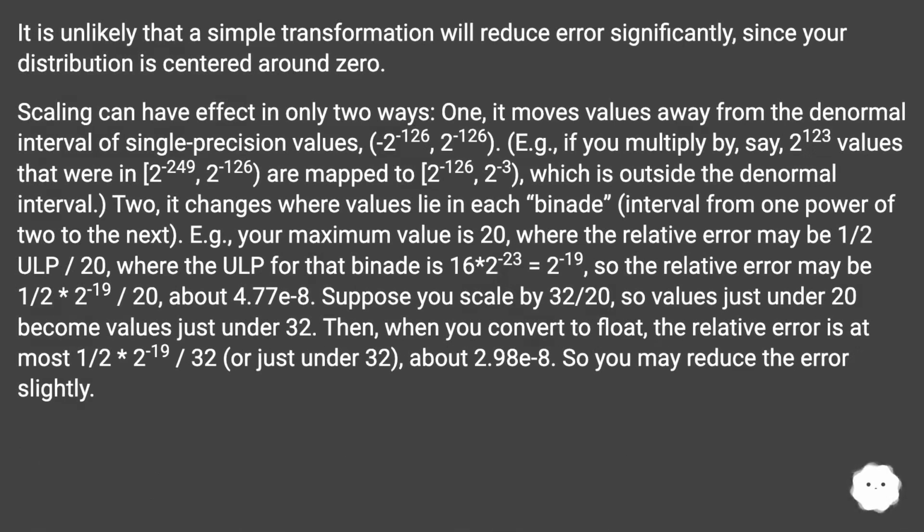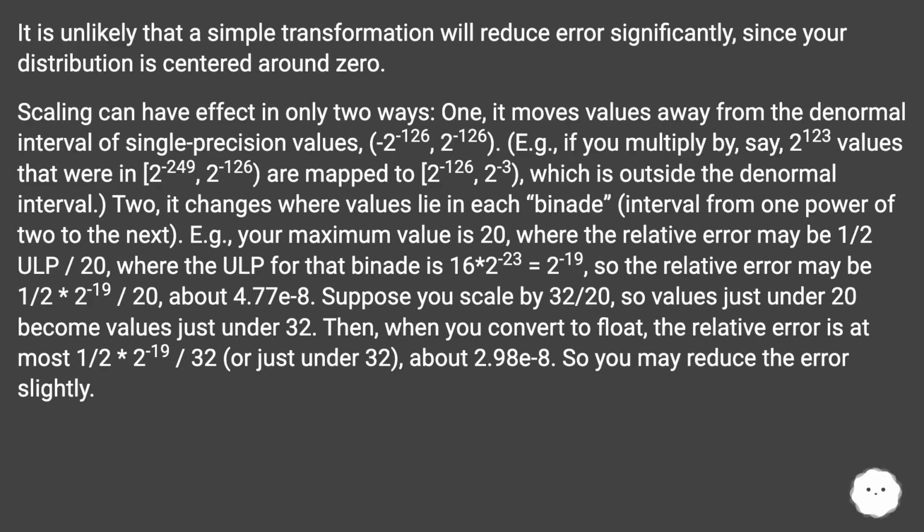It is unlikely that a simple transformation will reduce error significantly, since your distribution is centered around 0. Scaling can have effect in only two ways. 1. It moves values away from the denormal interval of single precision values, (-2^-126, 2^-126). E.g., if you multiply by, say, 2^123, values that were in [2^-149, 2^-126] are mapped to [2^-26, 2^-3], which is outside the denormal interval.